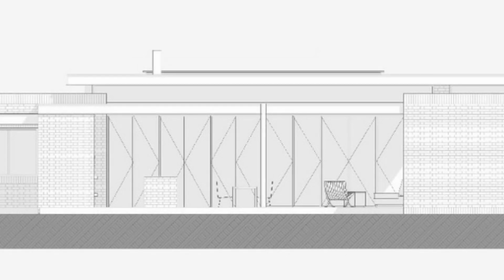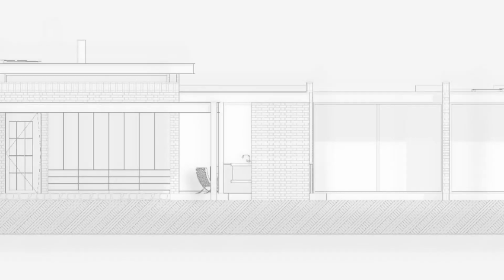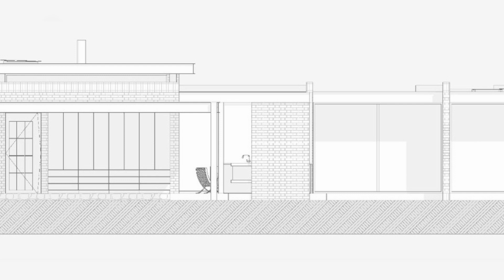The color of the brick mixed with the black color of the metal structure and the natural wood create a contrast effect between warm and cold that emphasizes the function of the home.